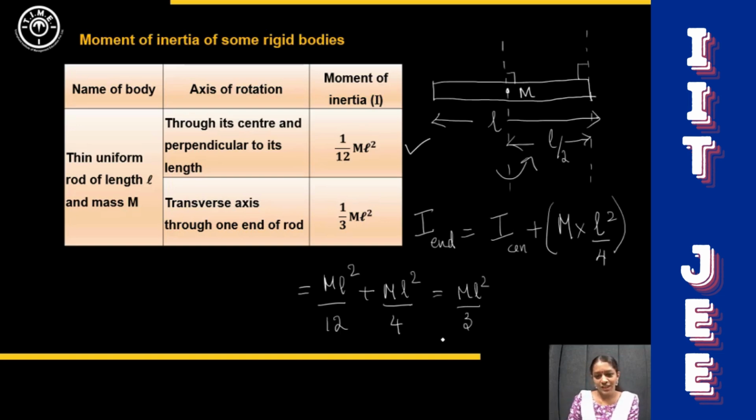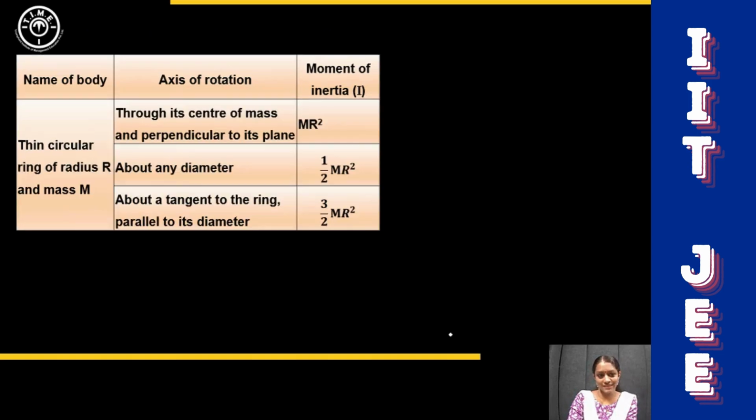So in this way, we can apply parallel axis theorem to find the moment of inertia of a body about any axis which is exactly parallel to the axis passing through center of mass. Clear? So let us move on to the next case.